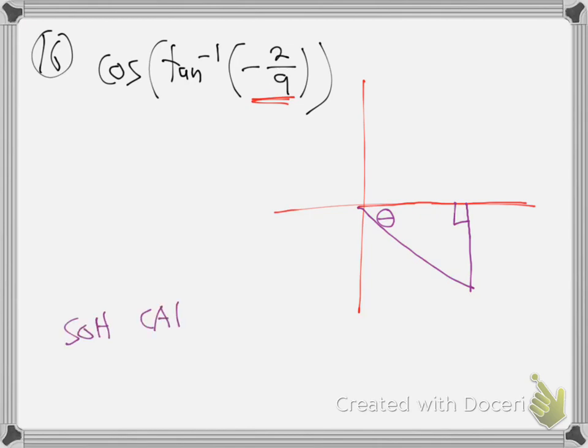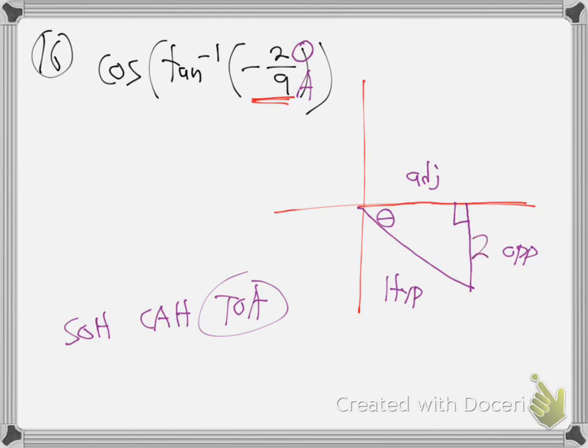So always our guide here. And we're talking about tangent. So this is the opposite side, the adjacent side, and the hypotenuse. So the opposite and adjacent, this is 2 and this is 9. Right, opposite over adjacent. Now, what about the negative?